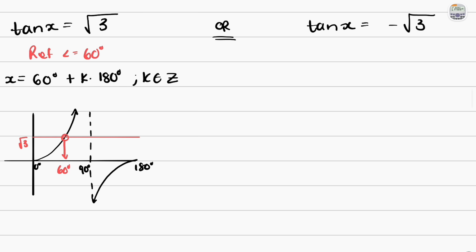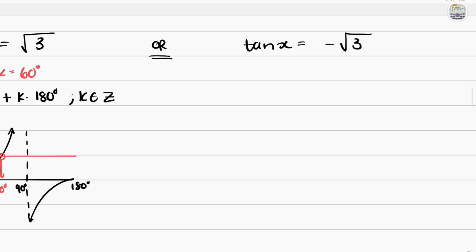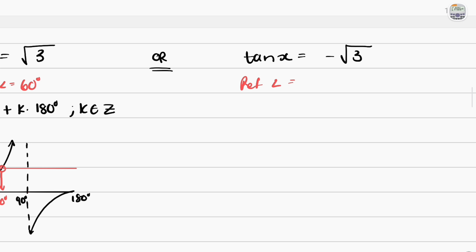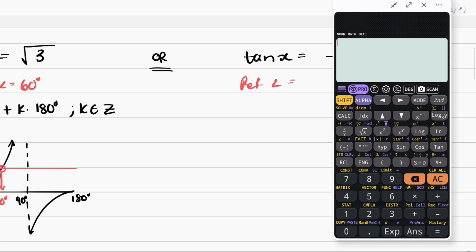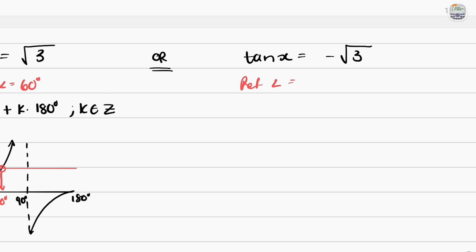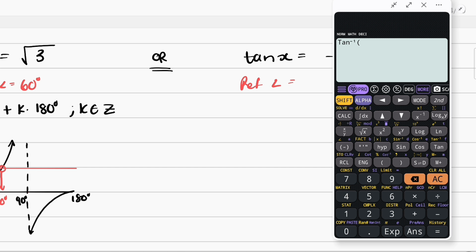Okay, and now looking at the second solution. So here, to find the reference angle, now I'm not using the Cartesian plane method where we ask, where is tan negative? I'm not using that method. To find the reference angle of this, all you need to do is say shift tan and take the value you see here. It's the negative square root of 3. So we'll say negative square root 3, and we get negative 60 degrees.